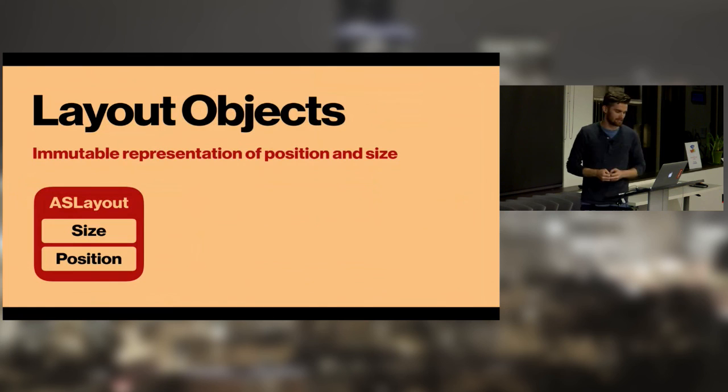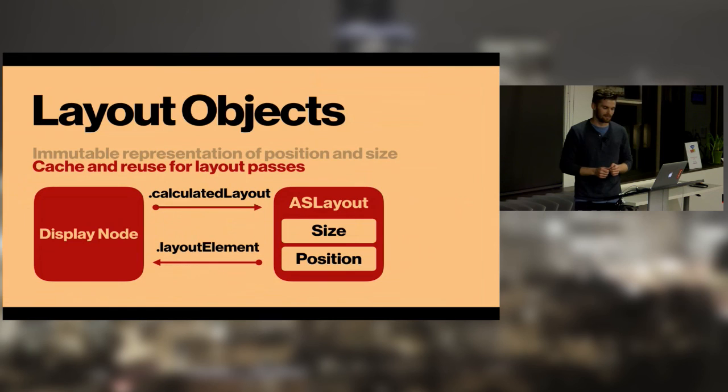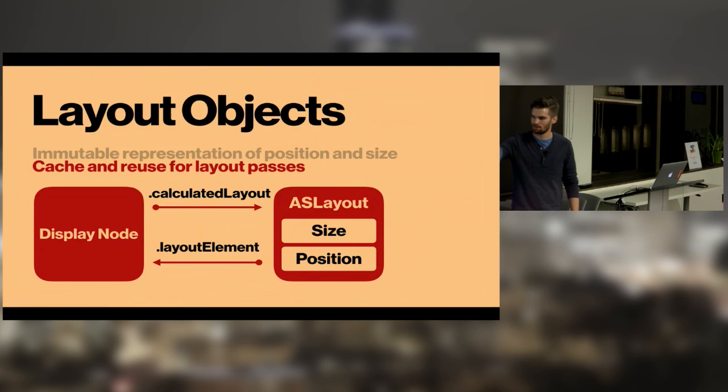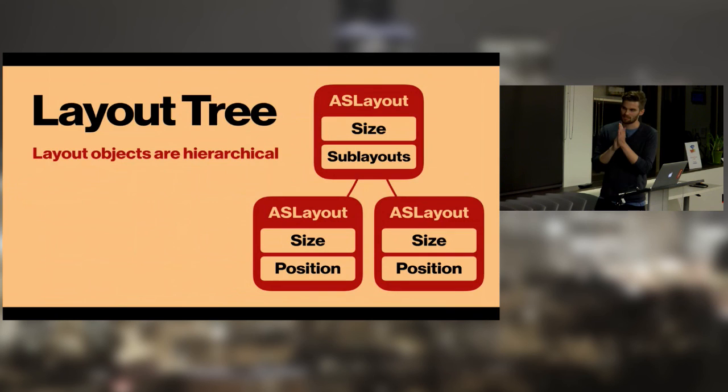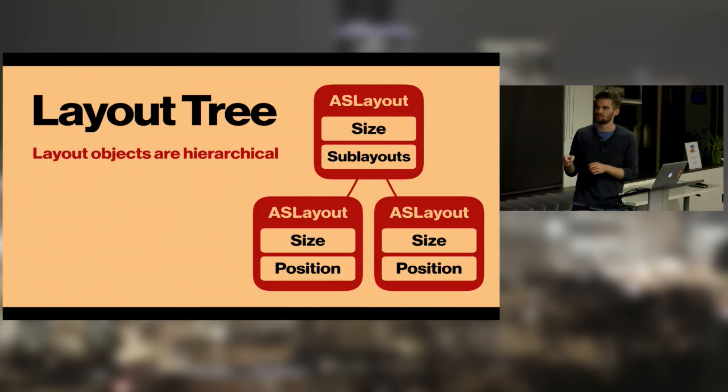A layout object is an immutable representation of the size and position of a layout element. In the context of a display node, we're able to calculate them in the measure pass, cache them, and use them for future layout passes. If you recall back to the AsyncDisplayKit 1 code snippets, we were using the calculated size cached value. Now this turns into calculated layout, and so layout does not just represent size, but can also represent position. The real power of layout objects is that they're hierarchical. A root layout element can only determine its own size. It can't determine its position, but it can determine the positions of its child layouts relative to itself. This allows layout elements to return layout objects that not only describe itself, but provide a complete picture of how each of its children are positioned on screen.